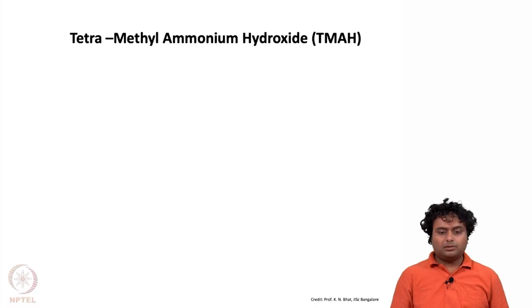We were discussing anisotropic etching, and in the last class we discussed how KOH can anisotropically etch silicon. Today we will talk about one new chemical, tetramethyl ammonium hydroxide or TMAH, and TMAH also etches silicon anisotropically, meaning in all directions the etching rate is not the same.